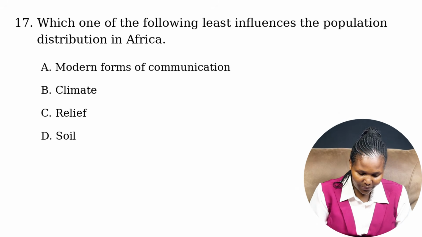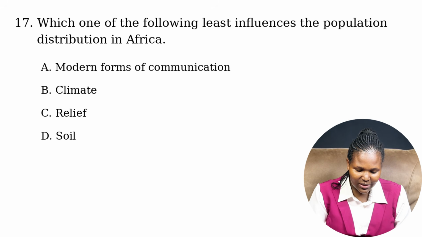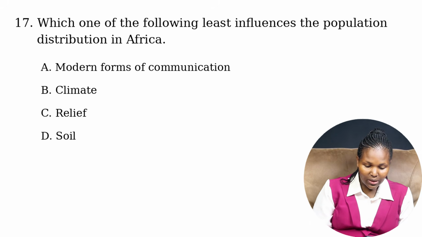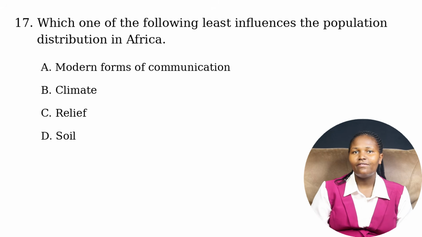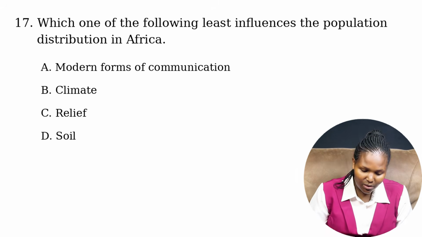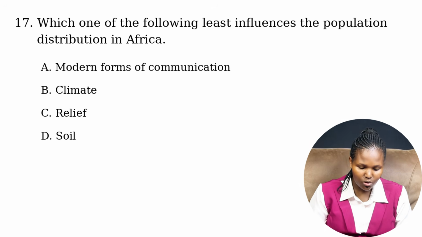Question number 17. Which one of the following list influences the population distribution in Africa? Option A, modern forms of communication. Option B, climate. Option C, relief. And option D, soil. The correct option there is A, modern forms of communication. Why? Because climate, relief, and soil directly influence where people live more strongly. So, suitable climate and flat land and fertile soil encourage dense settlements, and therefore the correct option there is option A.